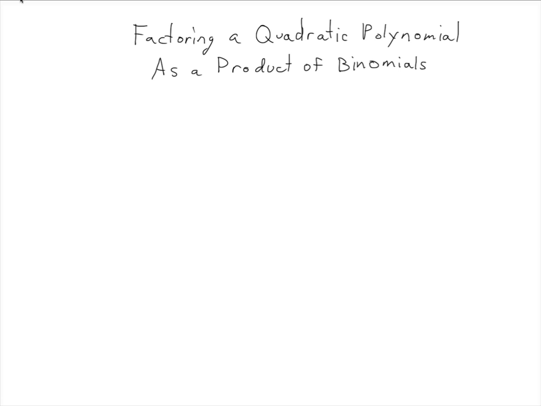A binomial is something with two terms, and product means multiply. We want to write that product as a quadratic polynomial. Here's an example. Let's do 2x plus 3, that's a binomial, two terms, times 3x plus 5, that's another binomial. And we're going to think of this product as the area of a rectangle.